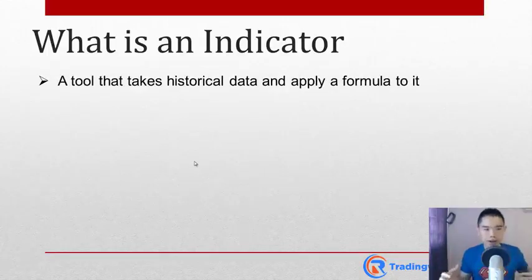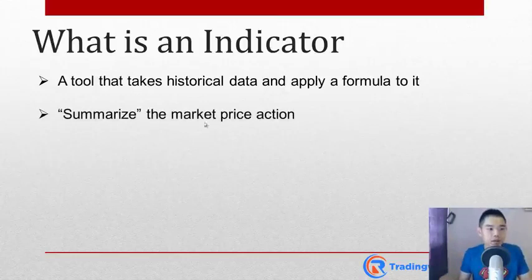So it's basically a tool that takes historical data and applies a formula to it. In fact, if you think about most indicators, this is what they do. They take the historical data, whether it is volume or price, apply a mathematical formula to it, and that's where your indicator gets its line, or the different colors and stuff like that. It helps you summarize the market's price action. If you think about a moving average, what does it do? It simply summarizes the past prices to tell you whether the market is in an uptrend, range, and stuff like that. So an indicator gives you a quick summary of what's going on in the market, okay?